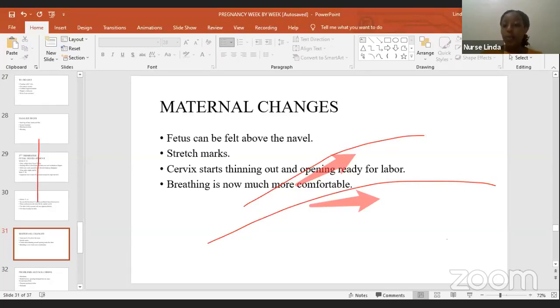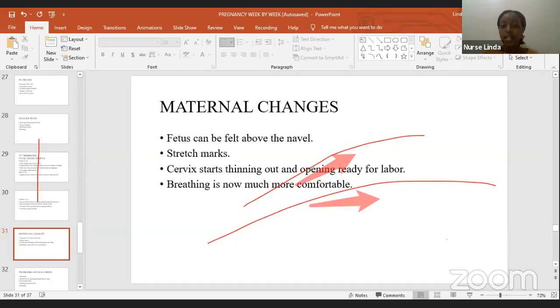The cervix at this point starts thinning, and now the woman's body starts preparing itself for labor. Remember, we said the cervix at the beginning of the pregnancy is thick. There's a mucus that is already plugging in there to be able to hold in the pregnancy. But towards the end, now the cervix will start becoming thin to be able to allow the baby to go out, okay?